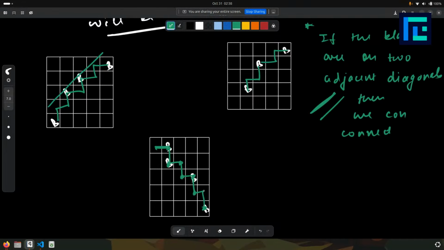So anywhere, if on these two diagonals, anywhere two blacks were there, on any cell, if black was there, we can connect them. So basically, if blacks are on two adjacent diagonals, doesn't matter this or this, any type of diagonal will work. So then we can connect them. So this property seems to be true.